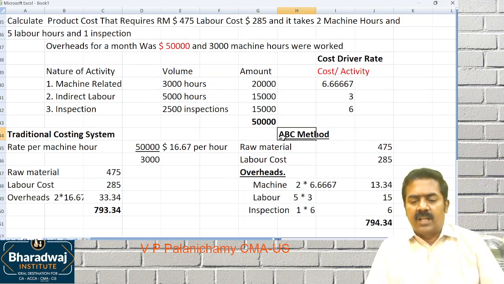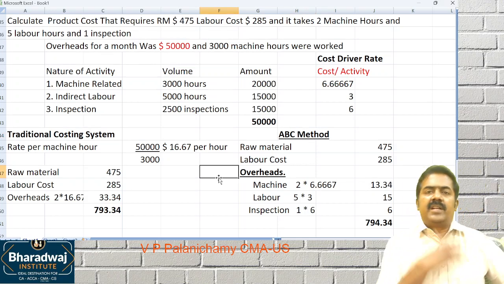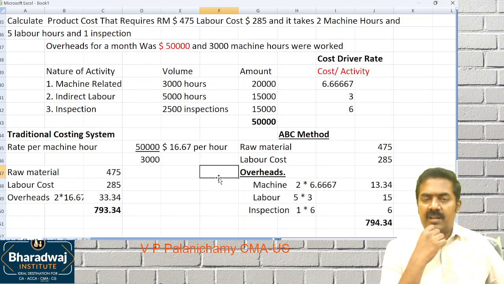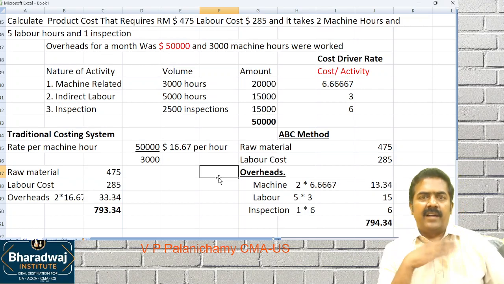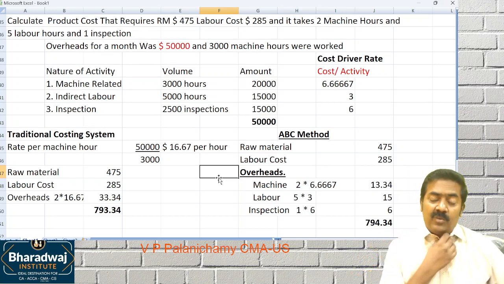Okay, sir, is it adopted by concerns? Yes, a lot of companies adopt this ABC method. For example, you are coming to my shop and ordering a t-shirt. Can I quote a standard rate like 200, 250, 300, 400? No. I'll ask what all you want in the t-shirt. Is it a collar? What kind of collar and neck cutting? What kind of buttons you want?